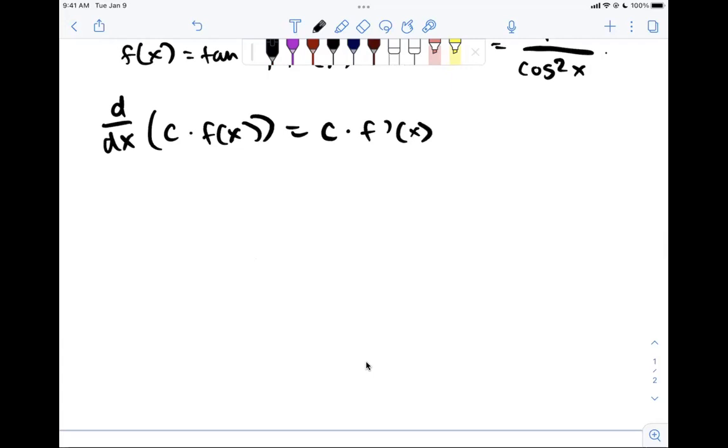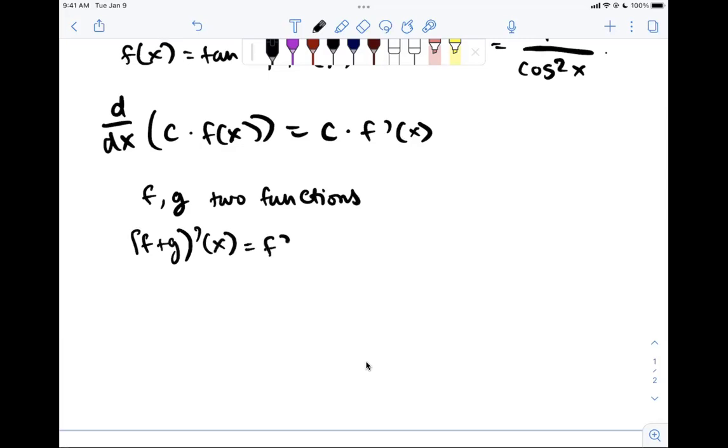We have rules for sums and differences, so now we're going to assume that f and g are two functions of x. Then for f plus g, the sum, we just add the derivatives, so (f plus g) prime of x is f prime of x plus g prime of x. We can do the same thing for subtraction, so (f minus g) prime of x is f prime of x minus g prime of x.